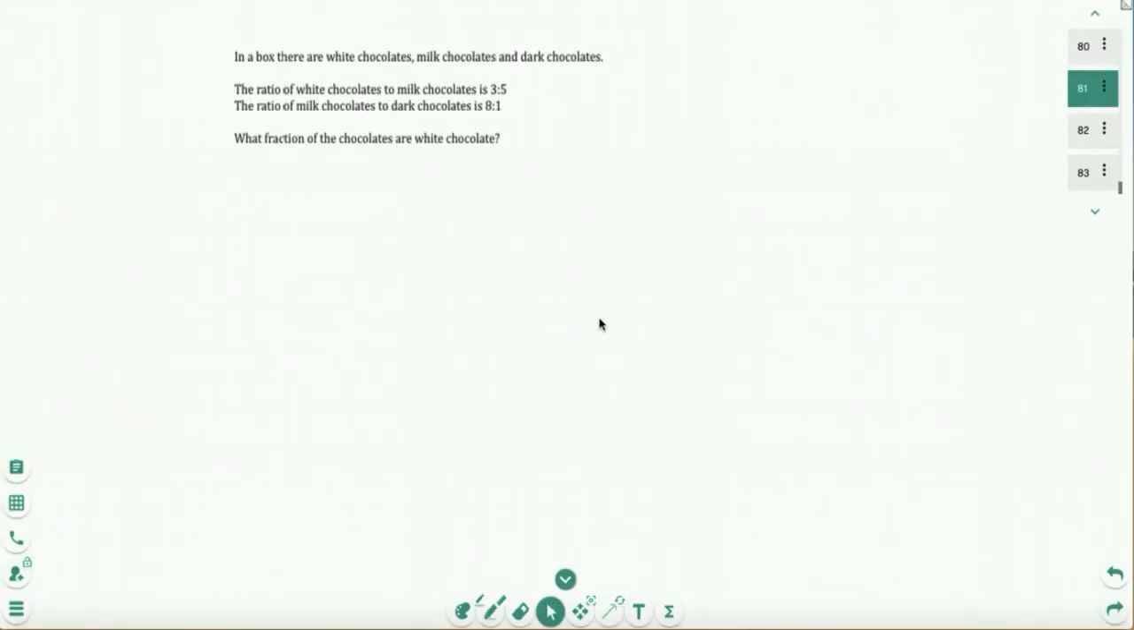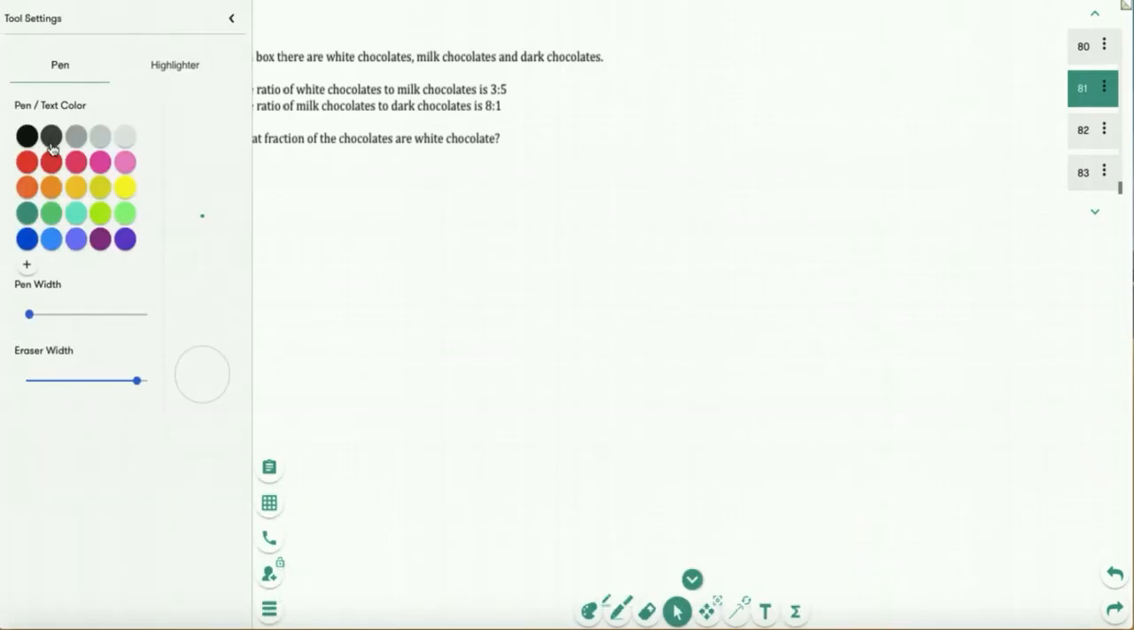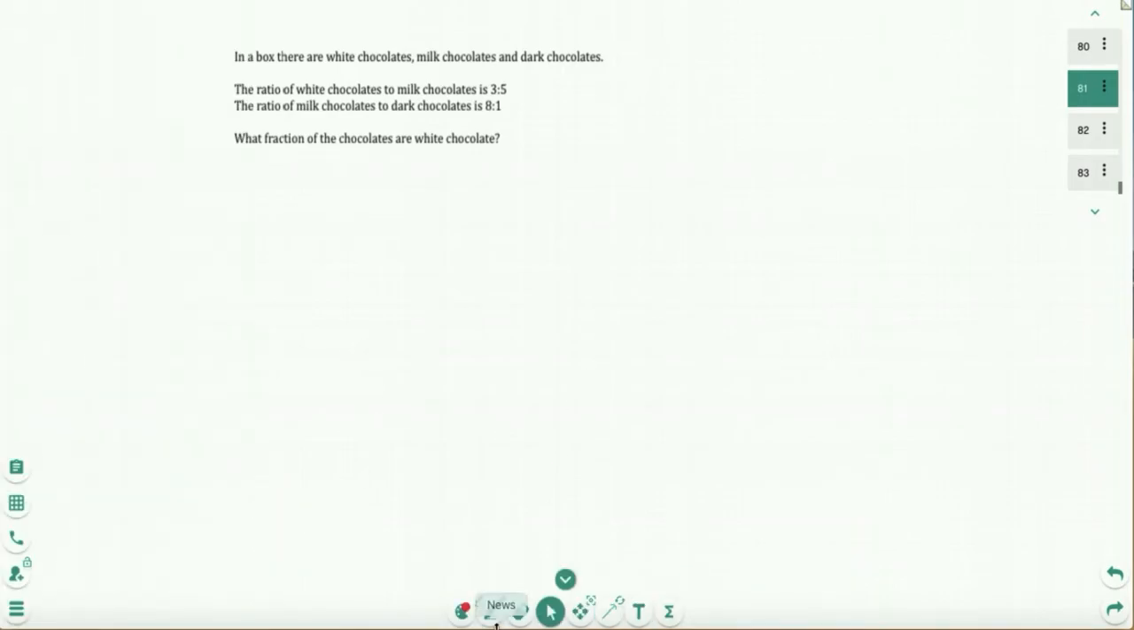In a box, there are white, milk, and dark chocolates. The ratio of white to milk is 3 to 5. The ratio of milk to dark is 8 to 1. What fraction of the chocolates are white chocolate? Okay, let's illustrate this.